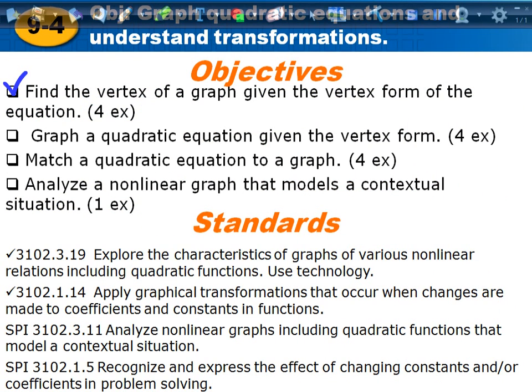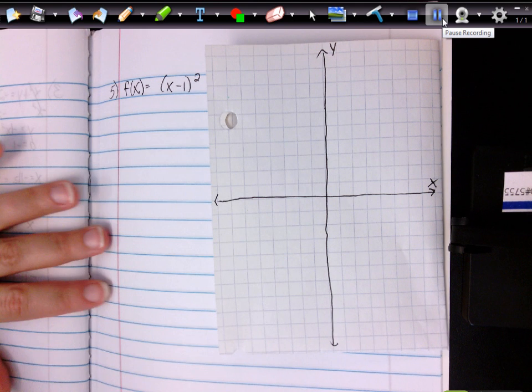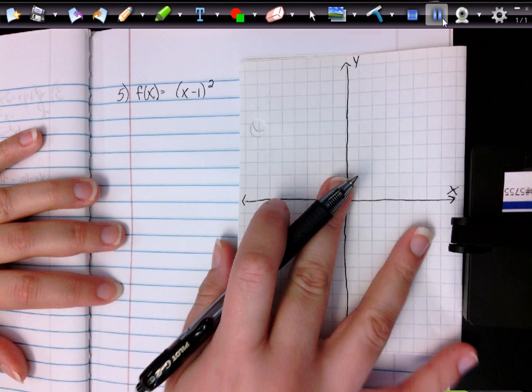Alright, so there's my first objective, to be able to find the vertex of a graph given the vertex form of the equation. Now we're actually going to use that vertex to graph. So here's number 5. Go ahead and note it down. f of x equals (x minus 1) squared.